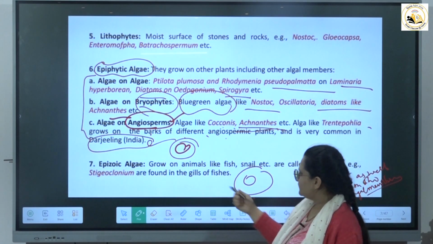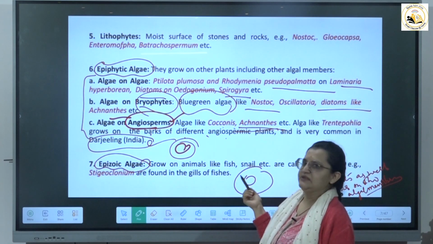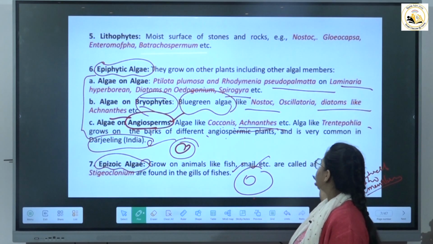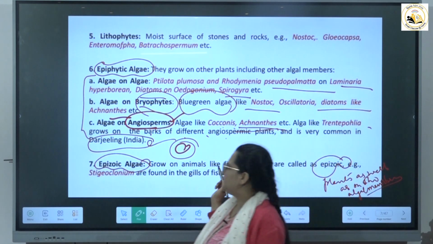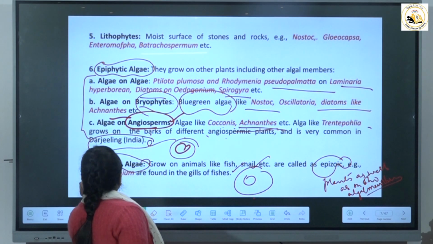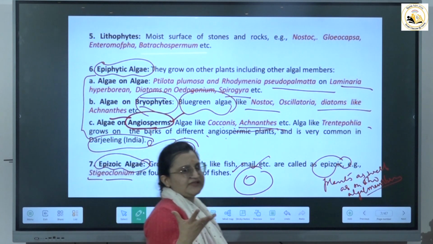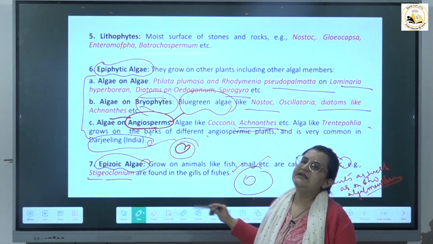Now the last is epizoic algae, which grow on animals like fish, snail, etc. That is why they are known as epizoic. Examples are Stygioclonium, which are found on the gills of the fishes. This algae is found on the gills of fishes.